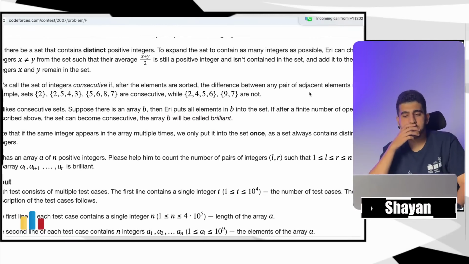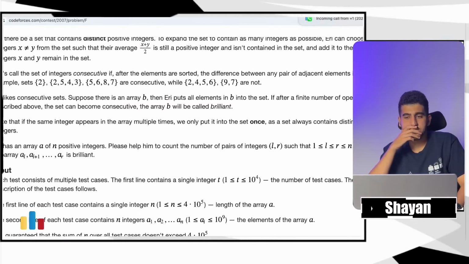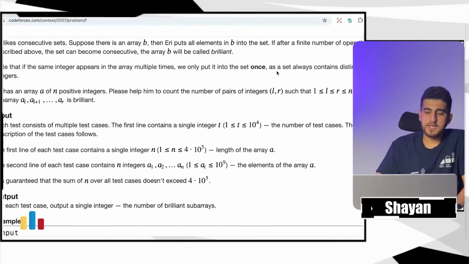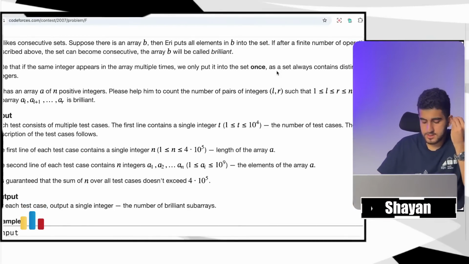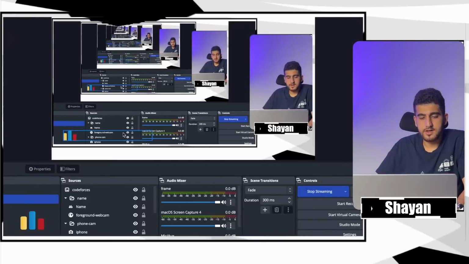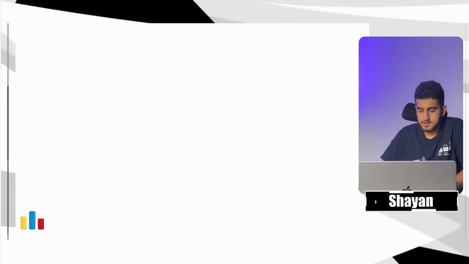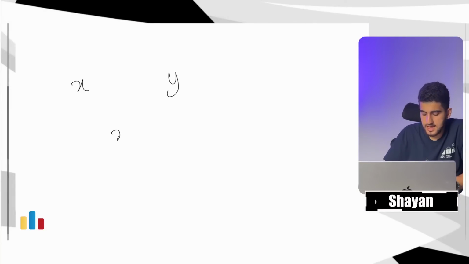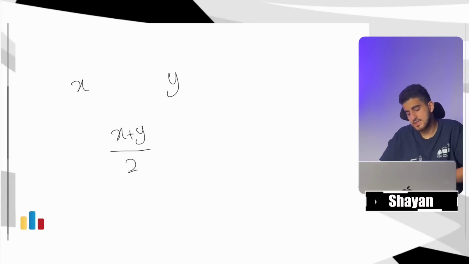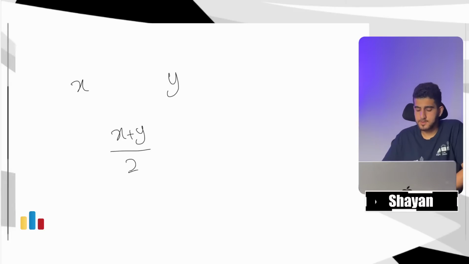So, we have some set, and each time we can choose two numbers x and y such that their average is not in the set and is a positive integer, and add (x plus y) over 2, their average, to the set. Okay, so what can we say here?